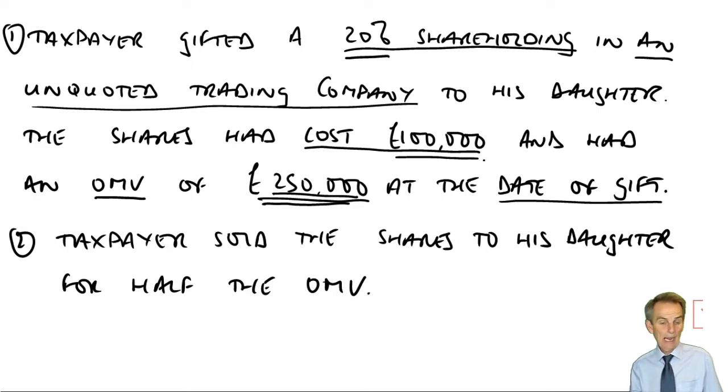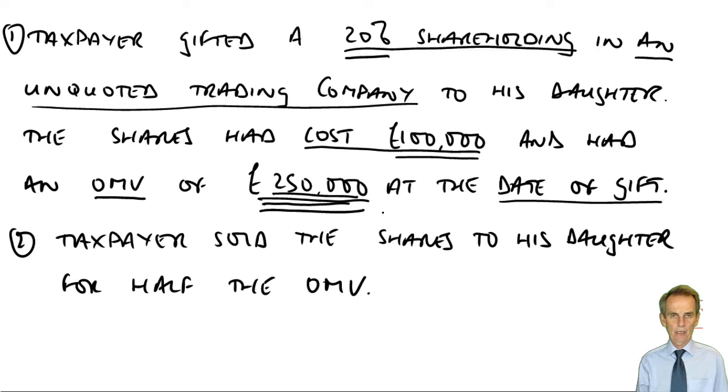a gain therefore of £150,000. Now then, if no gift relief claim were made, the donor would have a gain of 250 minus 100, £150,000. And with no gift relief being claimed, the donee's base cost is simply equal to the market value of those shares at the date of gift, i.e.